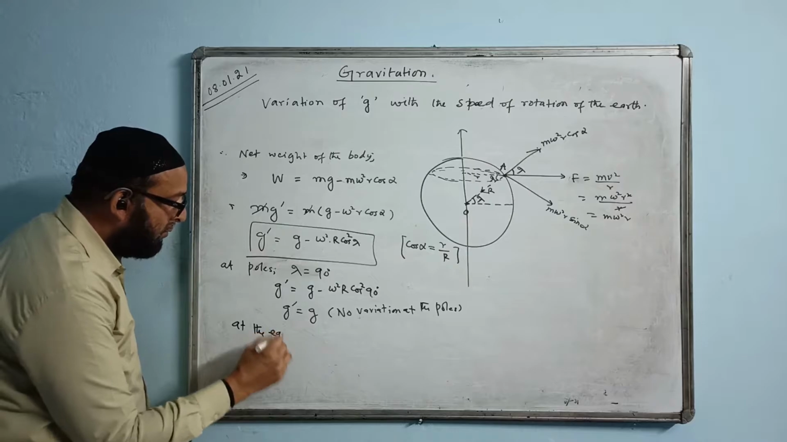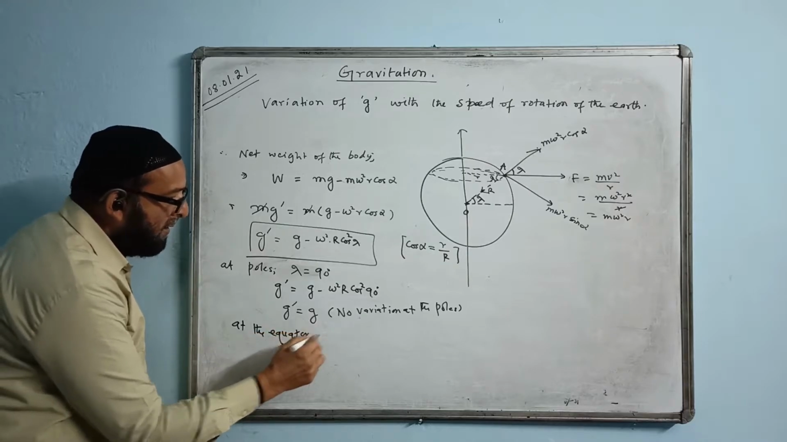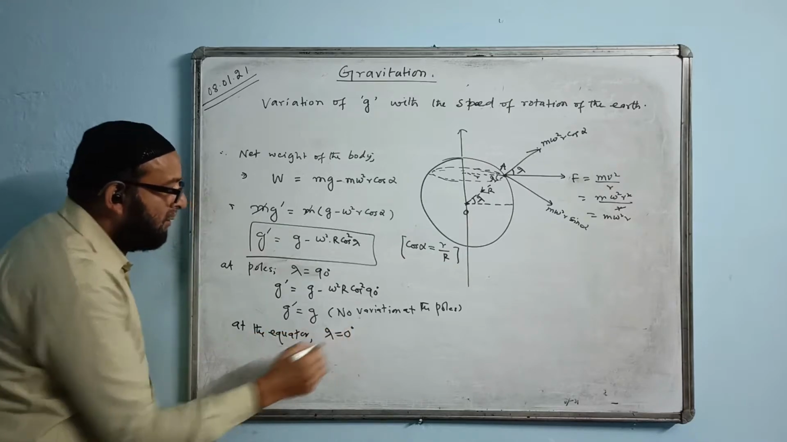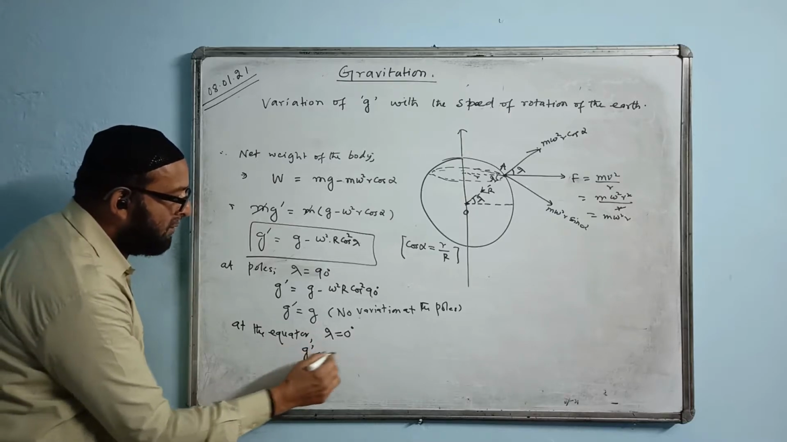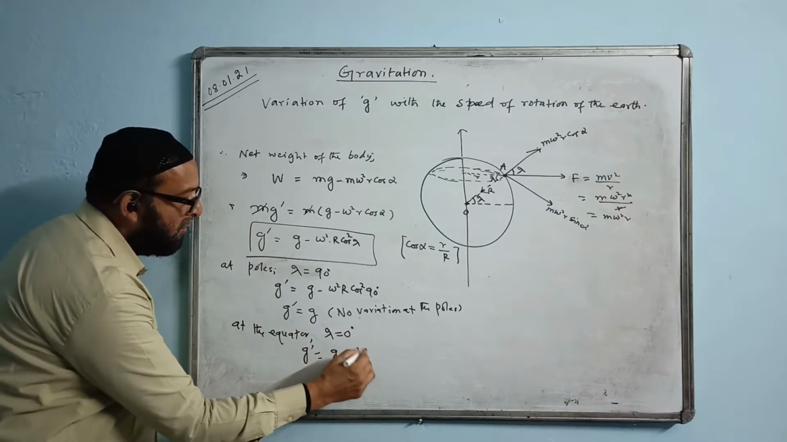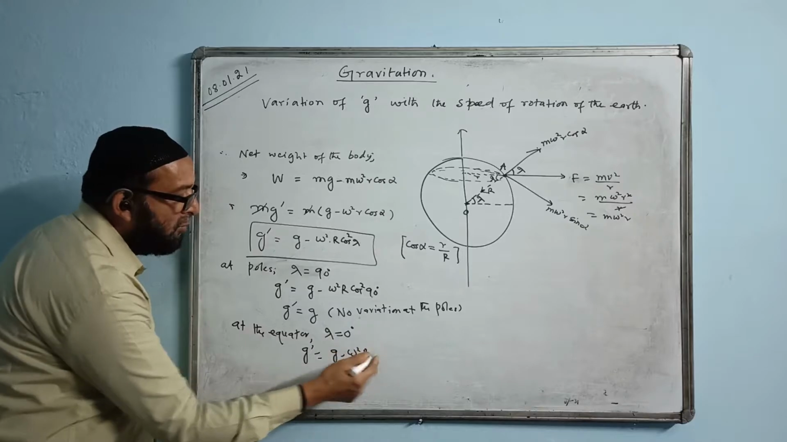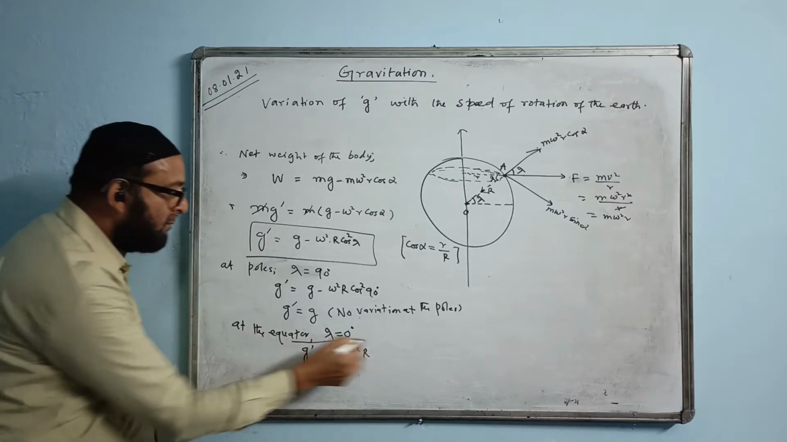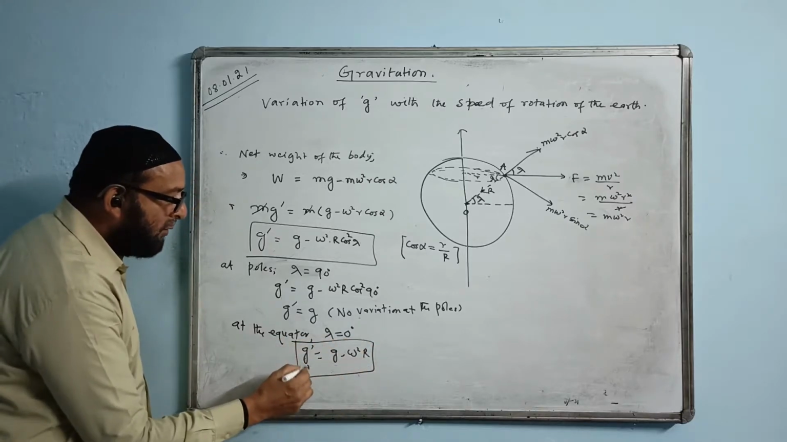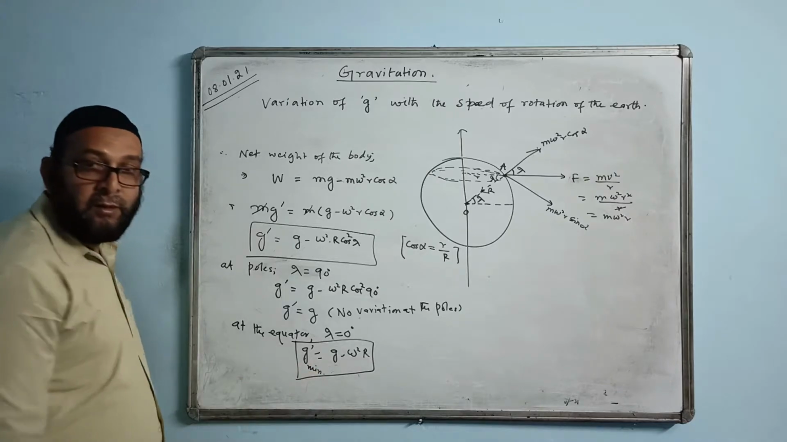Okay, now we see at the equator. At the equator the lambda value is 0 degrees. Therefore g dash equals g minus omega squared R cos squared 0. Cos squared 0 is 1, so the function remains as it is. So at the equator we will have the minimum value.